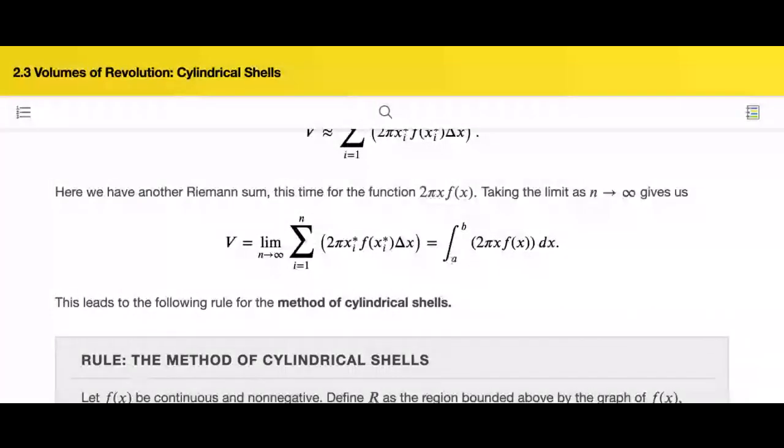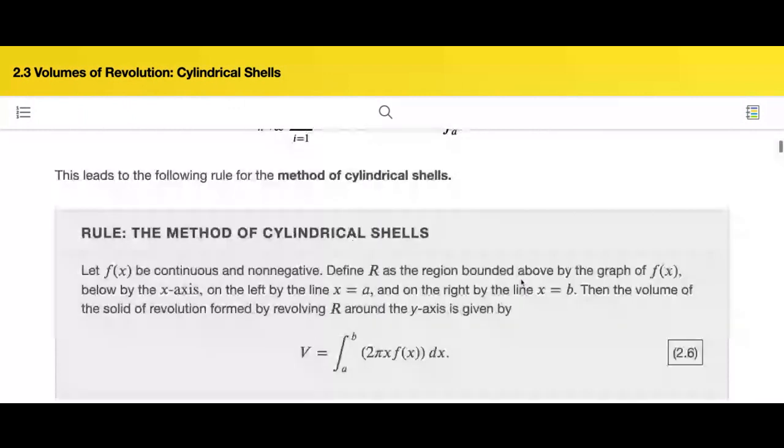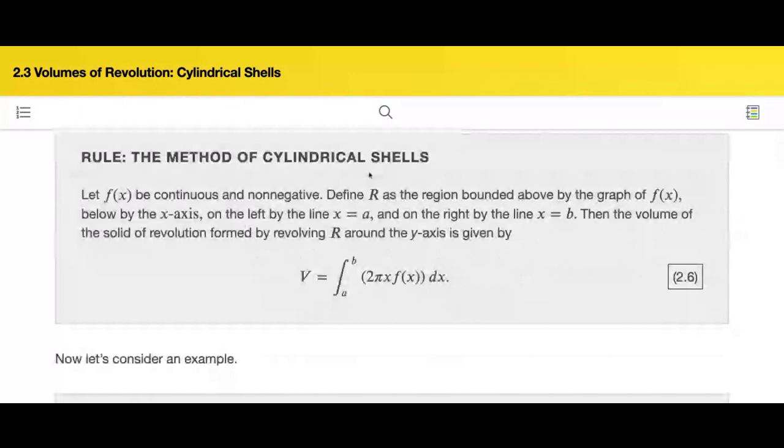So we're cutting along the x-axis from A to B. We have 2 pi x, the circumference of the circle, times f of x. f of x is the height of the cylinder, which now becomes the width of the rectangular piece. So 2 pi x f of x dx. This is called the shell method.